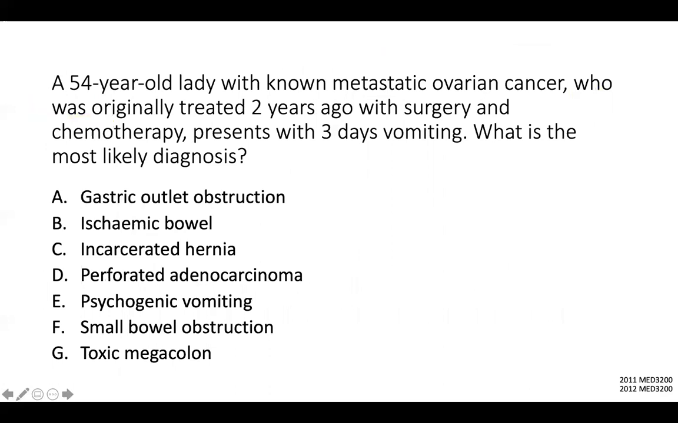Okay, this one is a weird one. Metastatic ovarian cancer. She's had surgery, chemo, and she has 3 days of vomiting. Small bowel obstruction, why? Adhesions. There's another question where they took out the middle bit, who was originally treated 2 years ago with surgery and chemo. They took that out, and it was just metastatic ovarian cancer with 3 days of vomiting, and it's still small bowel obstruction.